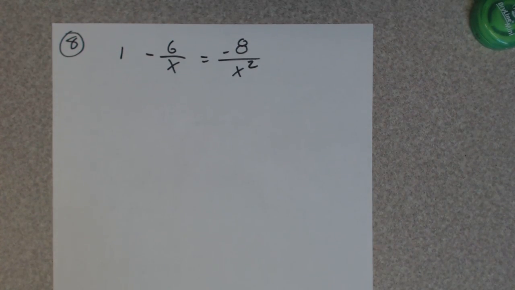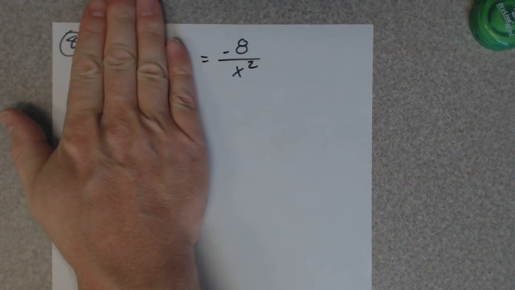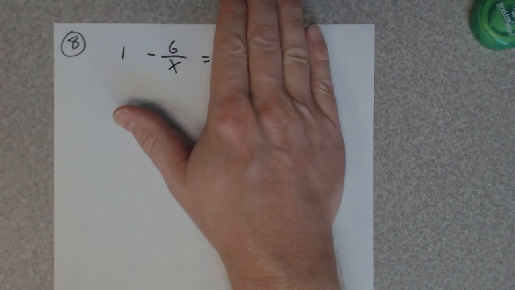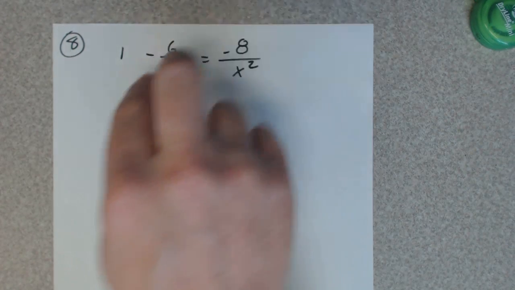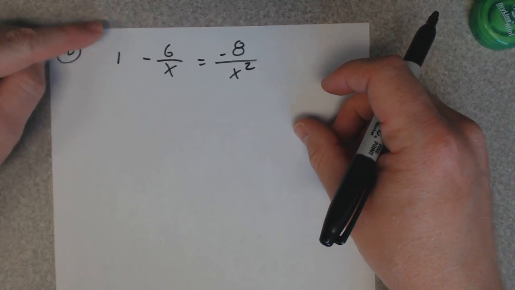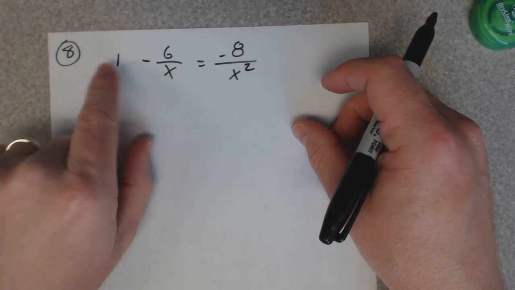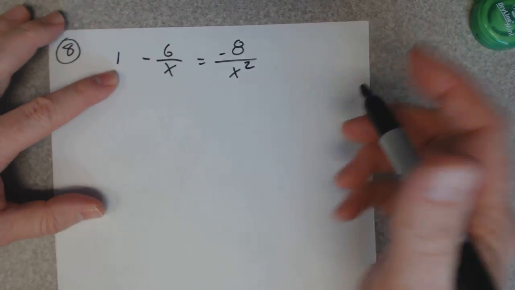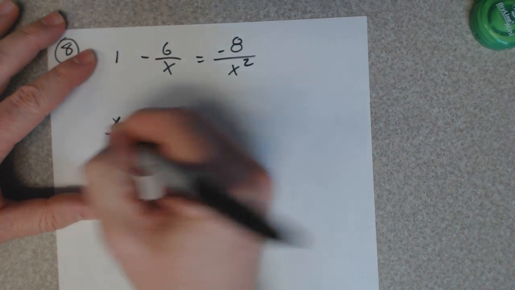Alright, let's put this guy to bed here. You got one fraction, two fractions. Not so good, so let's put this together. Remember, you can make a 1 look like anything as long as the top and bottom are the same. I want the bottom of this to look like an x, so let's make that x over x.